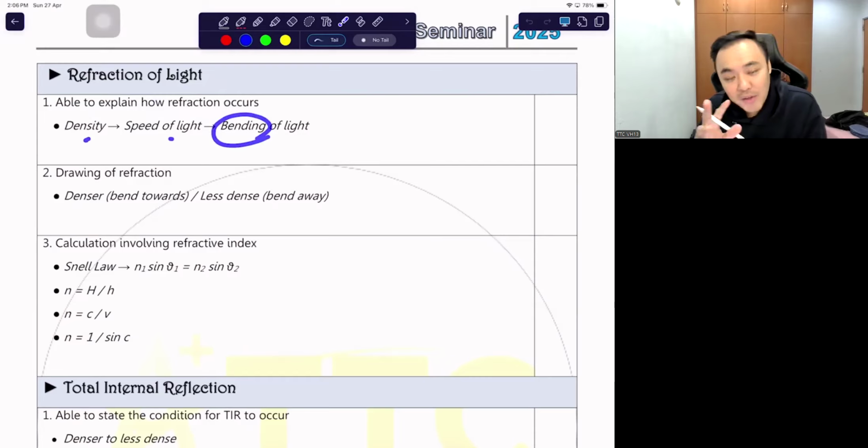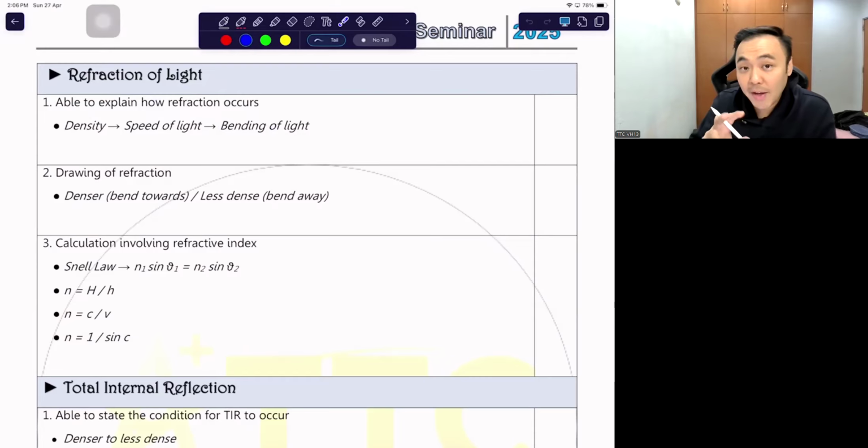And when I say density is different, what does it mean? We normally have 2 types: you go into something denser or something less dense. Some people remember less dense to denser, denser to less dense. You can remember it this way as well, but you can also think about it this way: the answer is the final destination. You go into something denser or less dense. Then what happens to your speed? It will change. And finally, the bending.